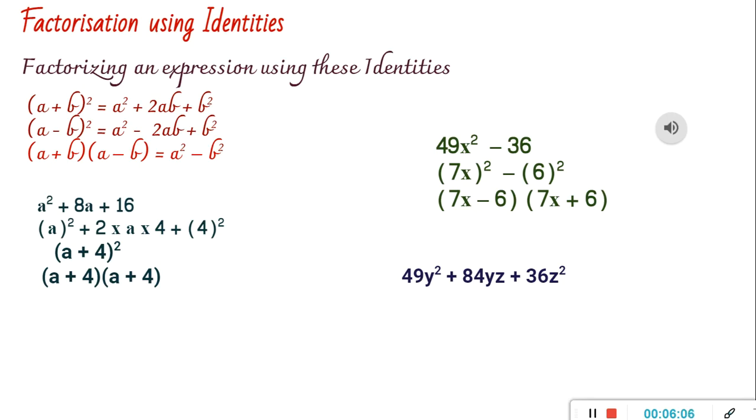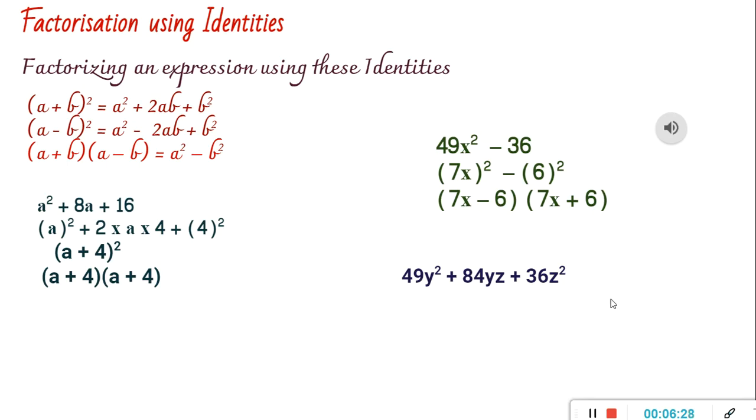If you look at 49, it is a perfect square because 49 is 7 square. So 49y square will be 7y whole square. Similarly, 36 is a perfect square, that is 6 square is 36, right? So 36z square would be 6z whole square, right? Okay, first criteria is satisfied.